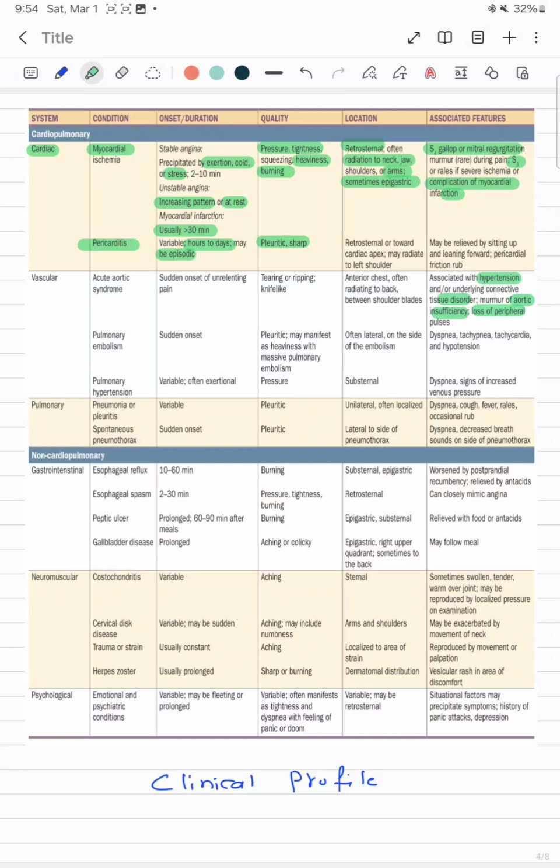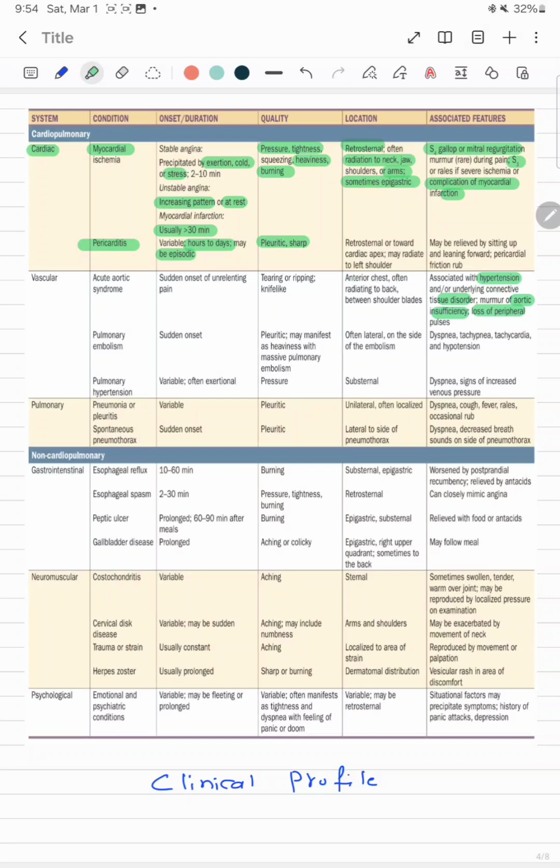The next vascular cause of acute chest pain is pulmonary embolism. This is an important life-threatening cause that should be addressed, with typical features like sudden onset pleuritic pain, and heaviness with massive pulmonary embolism. The pain is often on the lateral side of the chest, on the side of the embolism, particularly where peripheral pulmonary infarcts are present. It is associated with dyspnea, tachypnea, tachycardia, and hypotension. These are typical of the clinical profile of massive pulmonary embolism.